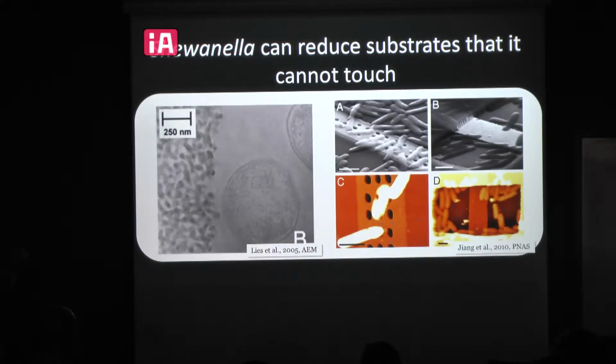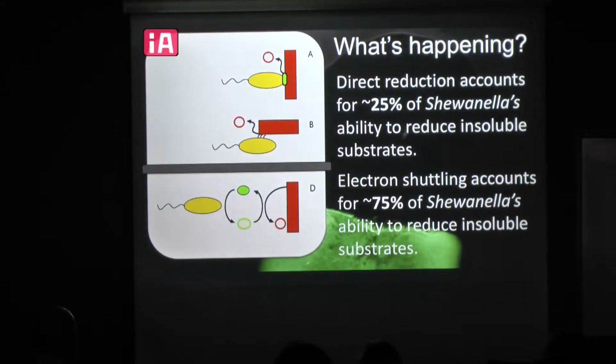Another group also did some work where they masked electrodes and showed that you got the same amount of current whether or not the cells could directly contact it. So there are some ideas out there that electron shuttling does occur in these bacteria. What I'm going to do is walk you through some of the experiments that we did to come to this conclusion, at least under lab conditions. Direct reduction accounts for about 25% of this activity, and about 75% is mediated through electron shuttling. We did this through the analysis of mutants that were unable to secrete this compound.